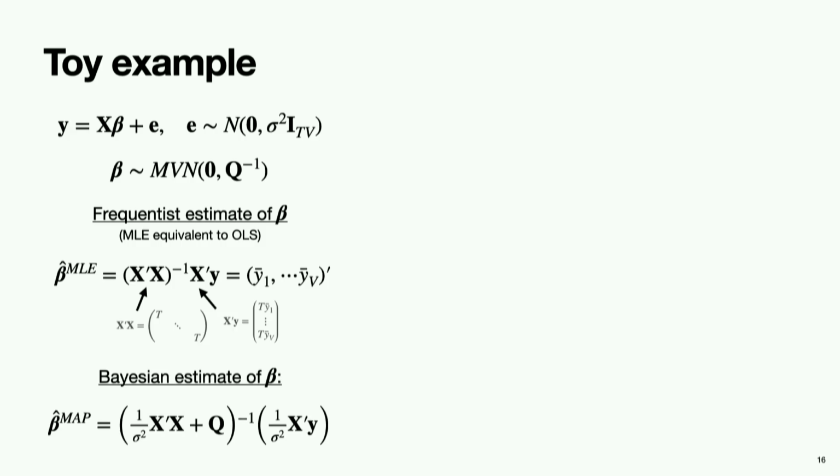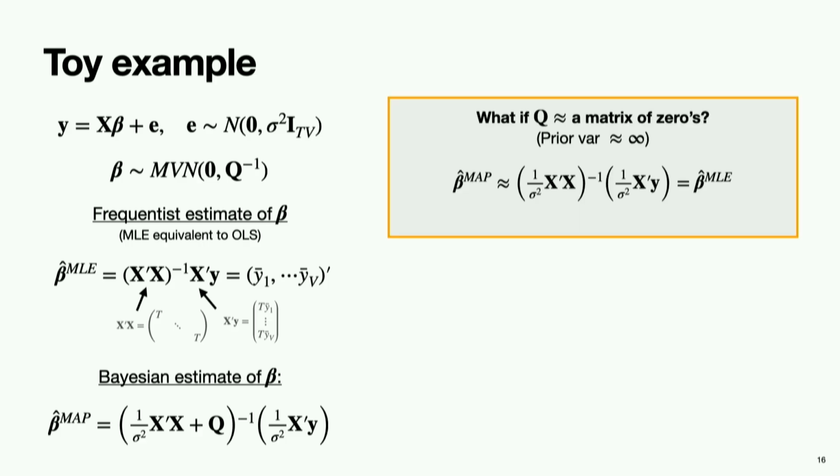Okay, so if we put that Bayesian prior on beta, the Bayesian estimate, the MAP that we would get, can be shown to have this form. It's the exact same thing, except now we have the plus Q. That plus Q, depending on what Q looks like, is going to have an influence on the estimate of beta that we get. Okay, so let's go through a few examples.